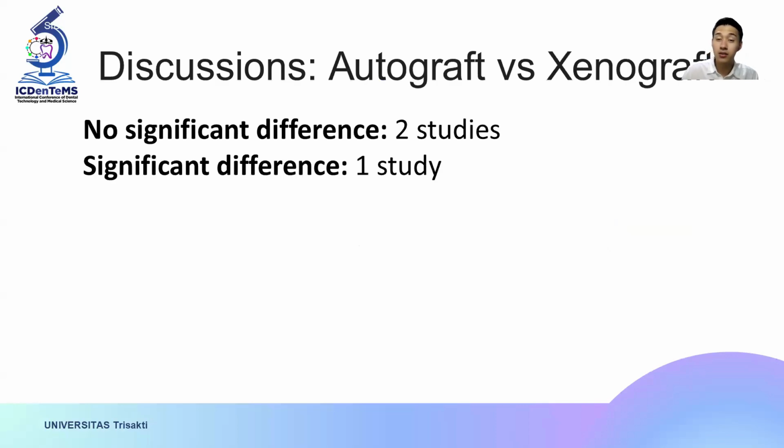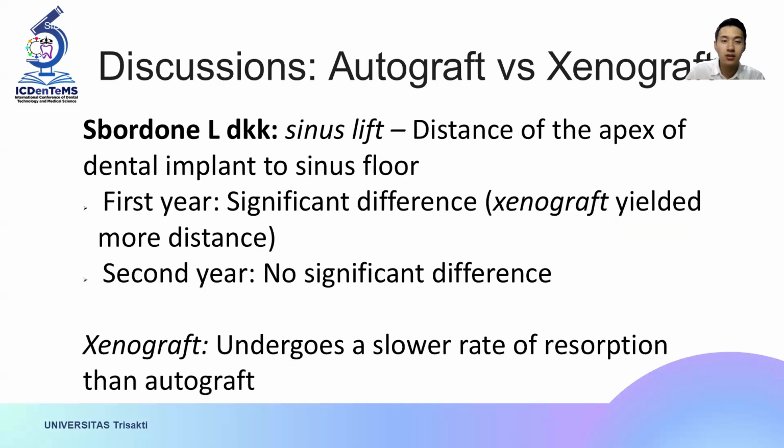And then autograft compared with xenograft. In the 3 studies, 2 studies found no significant difference, while 1 study found a significant difference. So in the first article by Bordon et al., in sinus lifts, they measured the distance of the apex of the dental implant to the sinus floor. In the first year, they found a significant difference, in which xenograft yielded more distance. So they performed better than autograft.